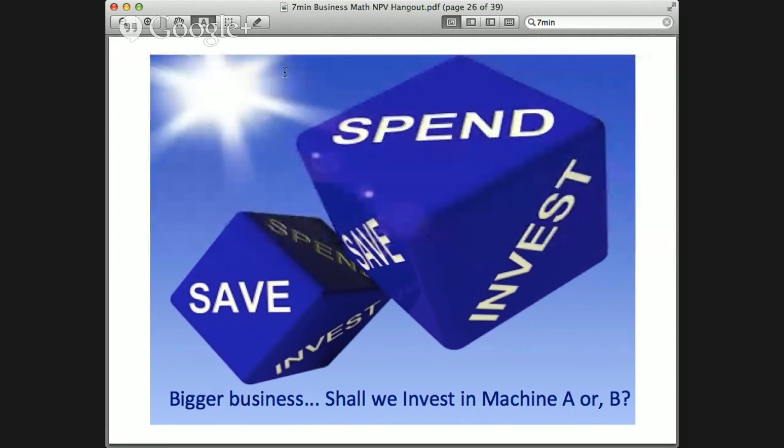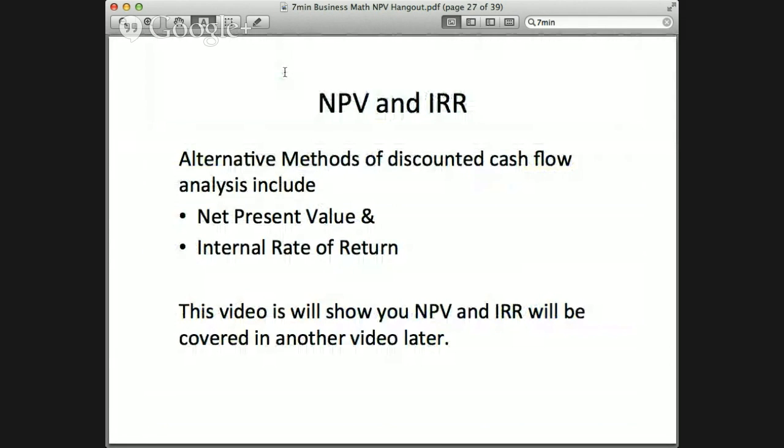Let's look at a slightly bigger picture again. You're in business and you need to invest in some machinery or some equipment, yeah? So we're going to look at comparing a machine A and a machine B for you. Again, net present value is a discounted cash flow analysis. You also have internal rate of return, which is also a discounted cash flow analysis. In this video, we're only discussing the net present value. The IRR we'll discuss in some later video.